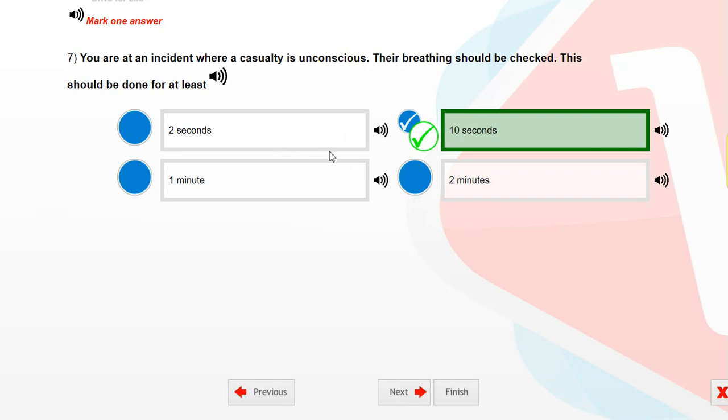You are at an incident where a casualty is unconscious. Their breathing should be checked. This should be done for at least.